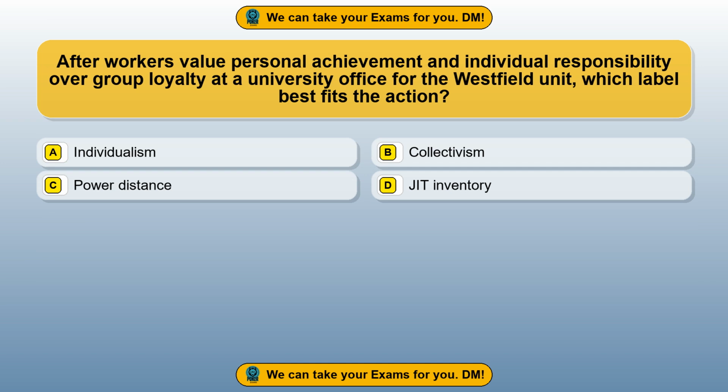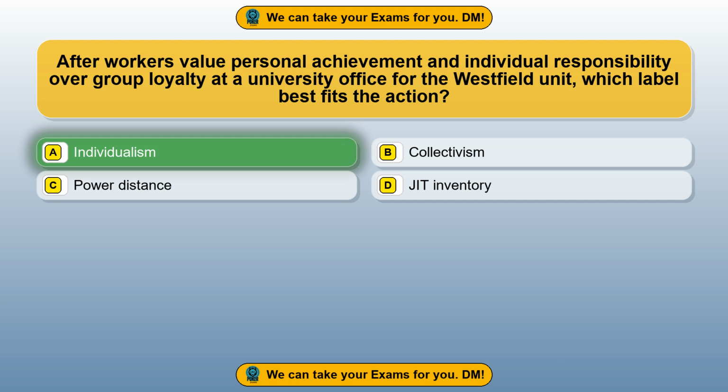Question 57. After workers value personal achievement and individual responsibility over group loyalty at a university office for the Westfield unit, which label best fits the action? Option A, individualism. Option B, collectivism. Option C, power distance. Option D, JIT inventory. The correct answer is option A, individualism.